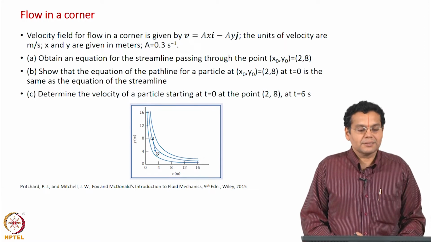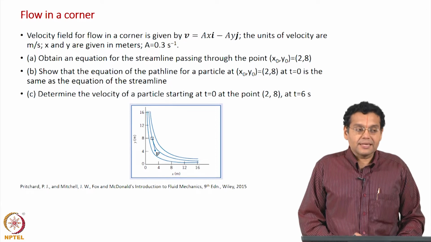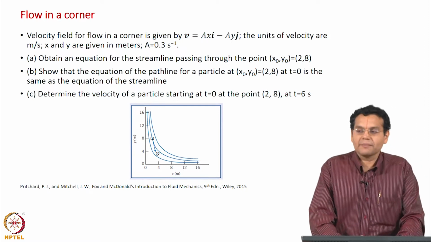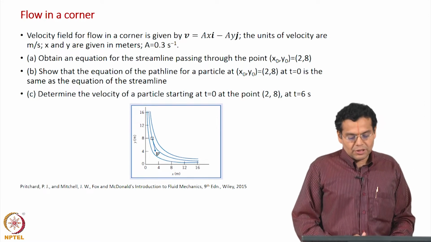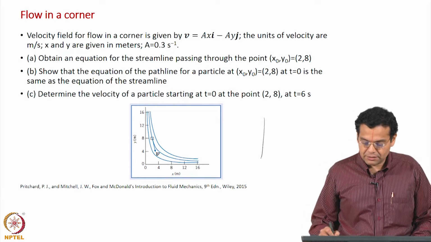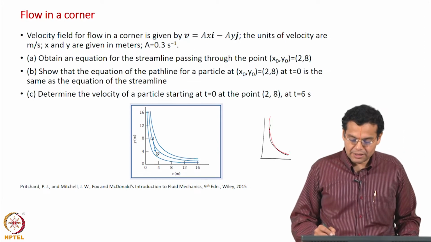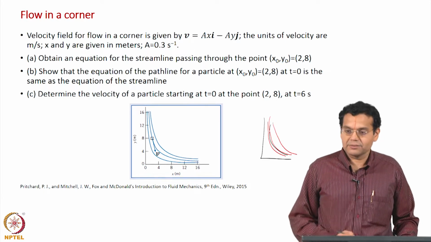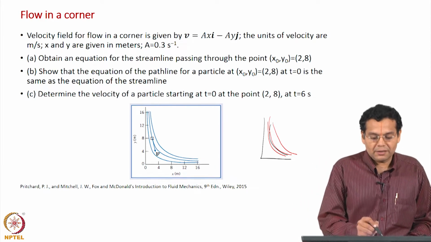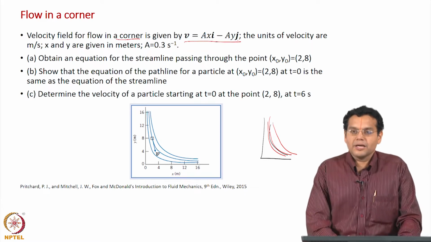The first example is a steady state velocity field, the second is an unsteady state velocity field. This example is from Fox and McDonald. What you have here is a flow in a corner. This is a corner, and some flow happens like this, and that is a velocity field. The velocity field for flow in a corner is given by this equation.